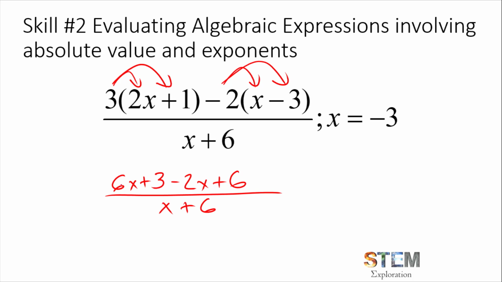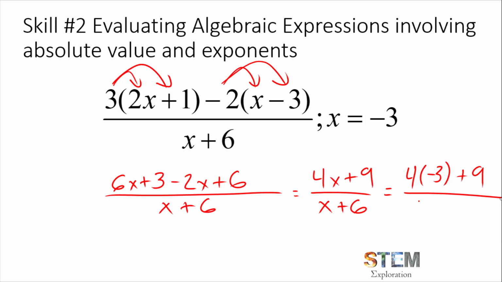And so what I'm going to do is combine like terms. 6x minus 2x is equal to 4x. 3 plus 6 is 9, over x plus 6. And now that I have this simplified as much as I can, I don't see any fancy things that I can do here. Let's just plug -3 in for x. So we'll go 4, and I'll put in parentheses -3. Again, I'm just doing that as a way to keep track of things. And I'll go -3 plus 6.